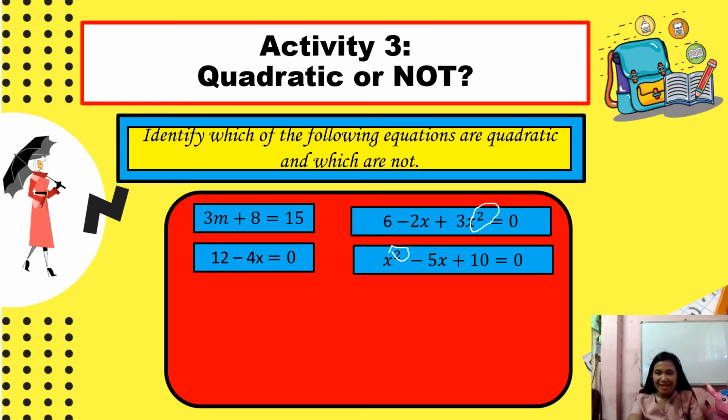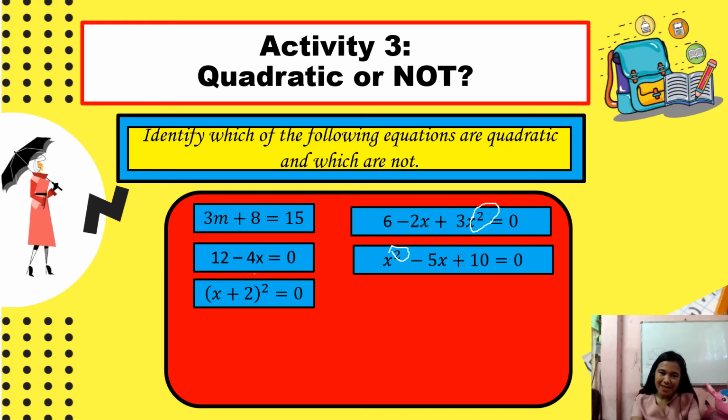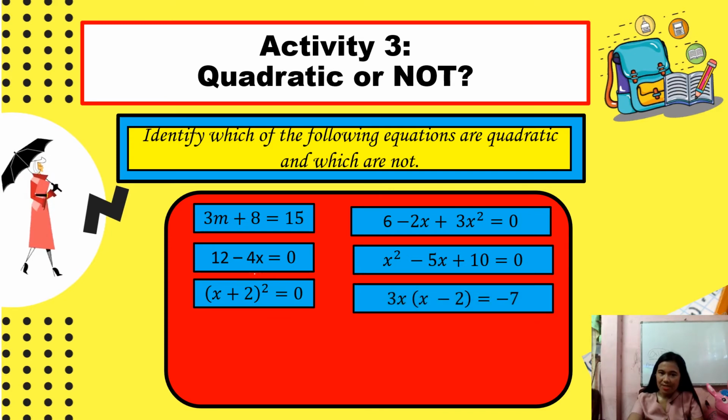Not. Bakit? Walang 2 na makikita at linear equation yan, kasi wala kang makikitang exponent. How about this? Yes, it's quadratic. Klarong-klaro. Meron tayong 2 dito. Okay, erase natin sila kasi hindi na nakikita. Okay, quadratic yan. Alright? So, ito naman, yung number 6.